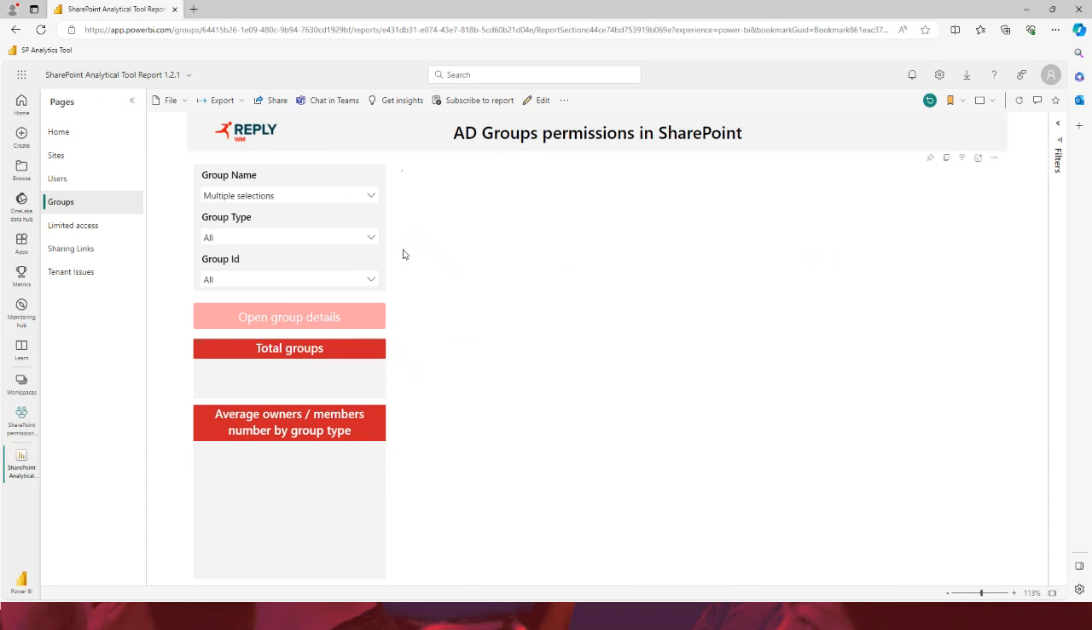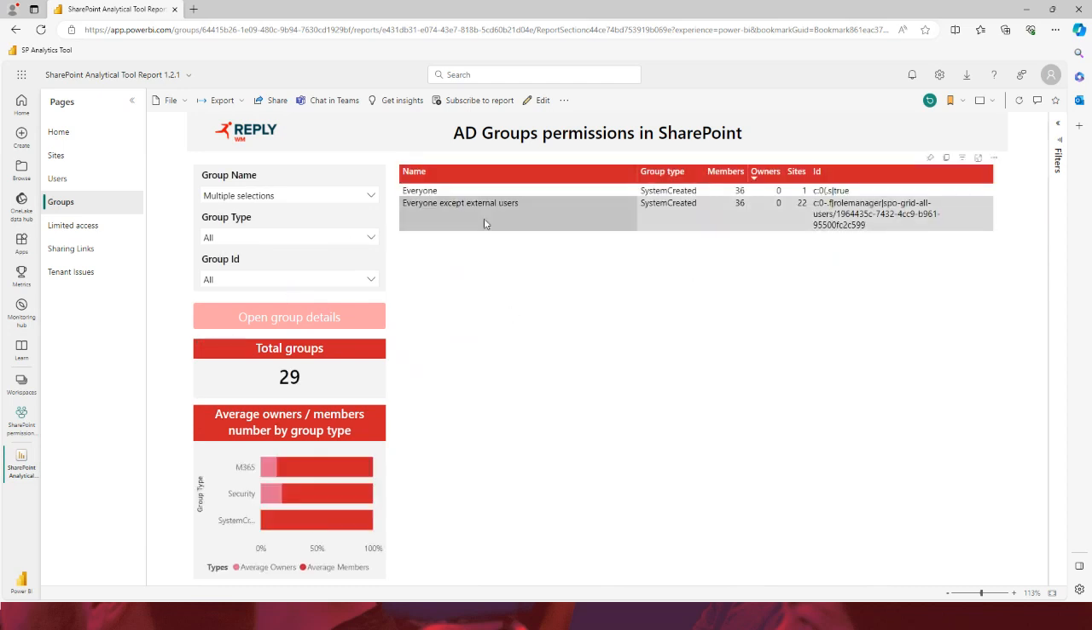So I've clicked onto that. It's going to generate a report in a second. We can see here we've got Everyone except external users. That is a group in Active Directory. If I want, I can look at all the different groups I've got, whether it be a security group or a Microsoft 365 group. But in this particular case, I want to see where this group, Everyone except external users, which contains 36 people, which in this case is my entire organization, is being applied.